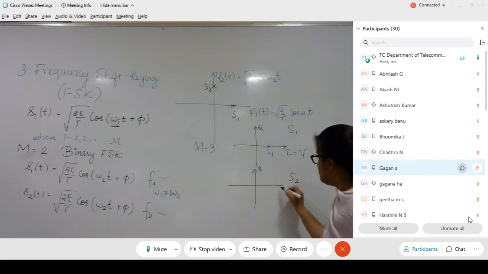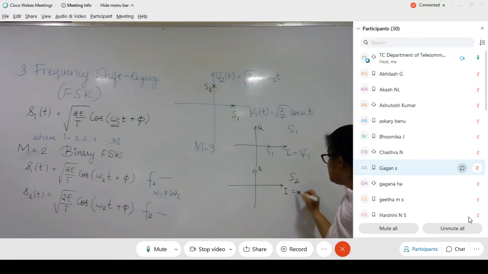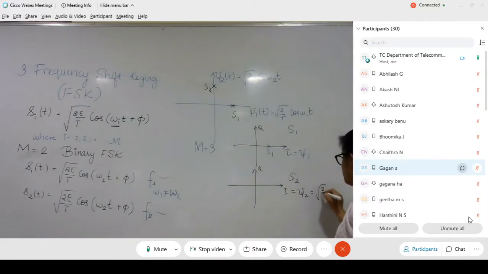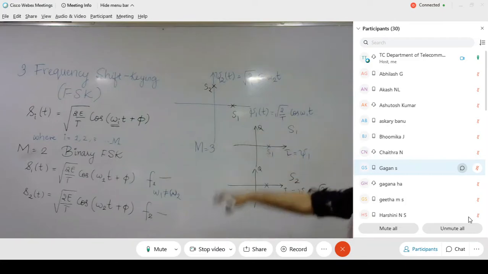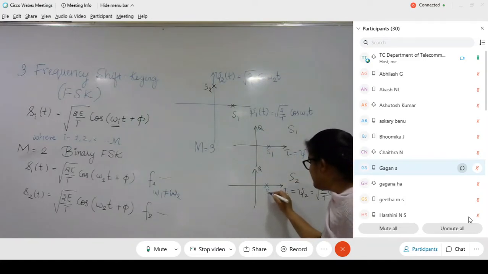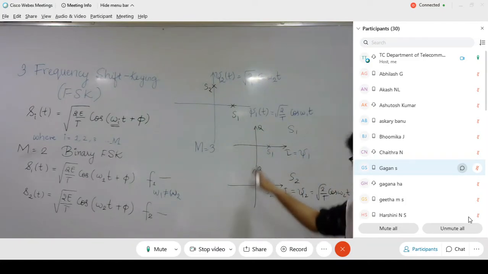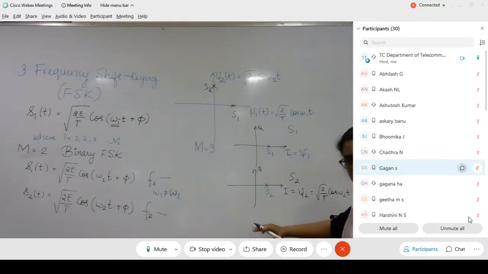This is with the frequency omega 2, cos omega 2t. In this case, the symbol S2 is again located on the in-phase axis only, because I am using cos omega 2t. So this is S2. Similarly S3 is the same thing, on the same in-phase component of the IQ plot. I hope this is understood.